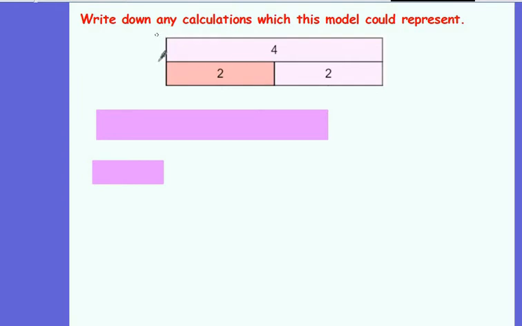Here's a model for you. I've got a 4 as a bar and I've got 2 lots of 2. Write down any calculations this model could represent. Pause the video, have a little think.